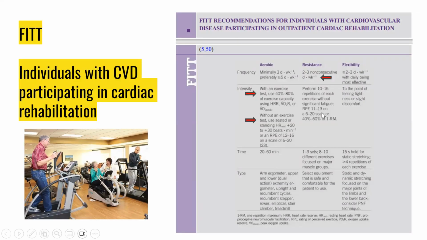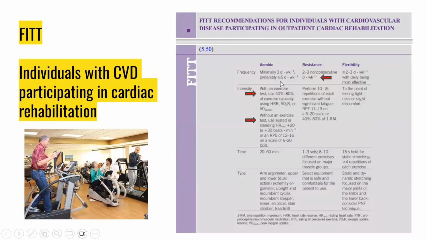So these are your ACSM recommendations using the FIT principle for individuals with cardiovascular disease participating in outpatient cardiac rehabilitation. I know this table looks a little different, right? It's in purple and gray, but it's the exact same one as the one that you have in your lab manual. This is just taken from the 10th edition. That's very, very similar. It's the same as the 11th edition.